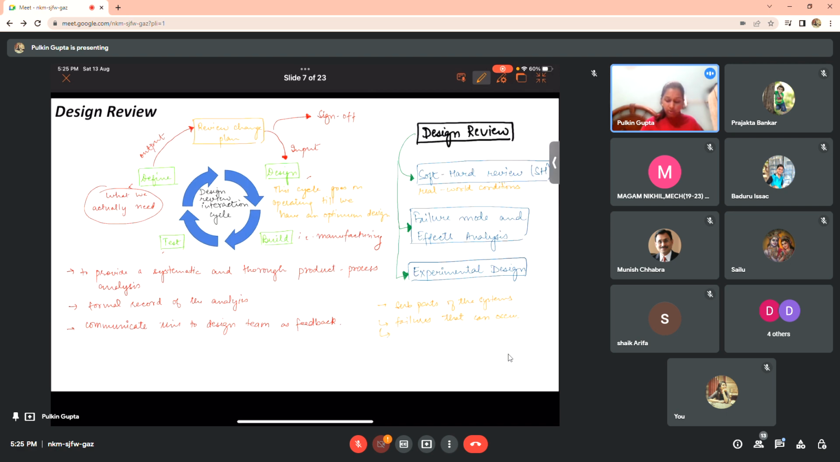The consequences of these failures. That is the severity, how harmful they can be. Now, what is the likelihood of occurrence, the probability of this failure occurring? And then you check out the inability to detect these.